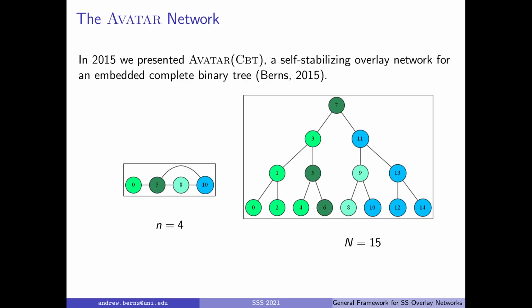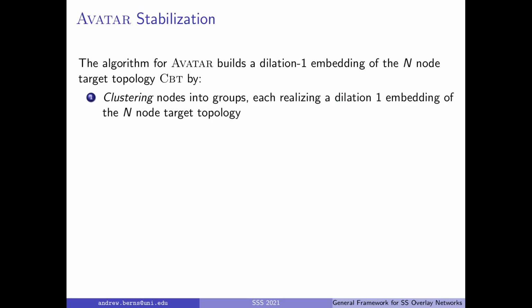Now, how do we build Avatar CBT? Well, it's a pretty straightforward divide and conquer algorithm where we initially cluster the nodes into groups. Each of these clusters represents its own capital N node target topology. So in the case of the CBT network, each cluster could be thought of as a 15 node or an n node complete binary search tree that was embedded onto the nodes of the host network. So we cluster them into these groups.